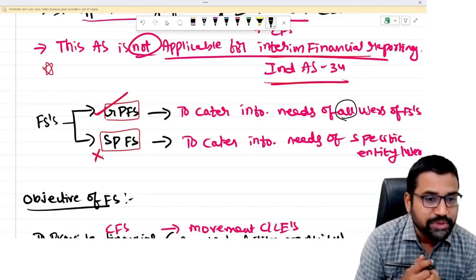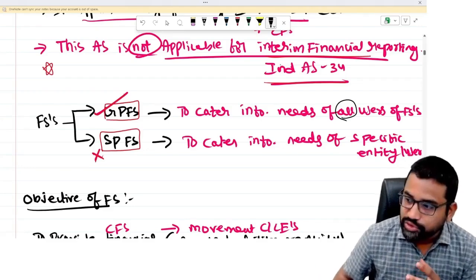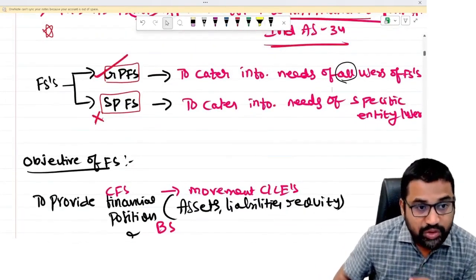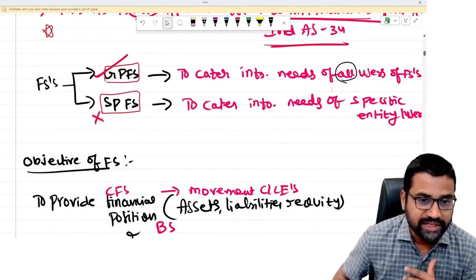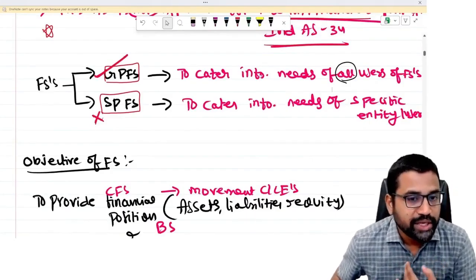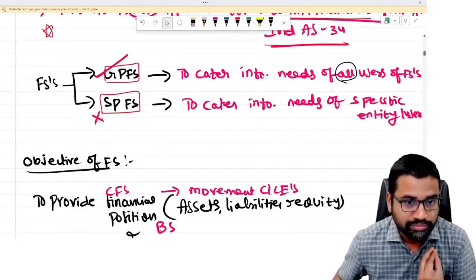Now special purpose financial statements: to satisfy the information needs of specific users, we prepare financial statements. That is called specific purpose financial statements. Like for example, we are submitting financial statements to a bank for a loan.